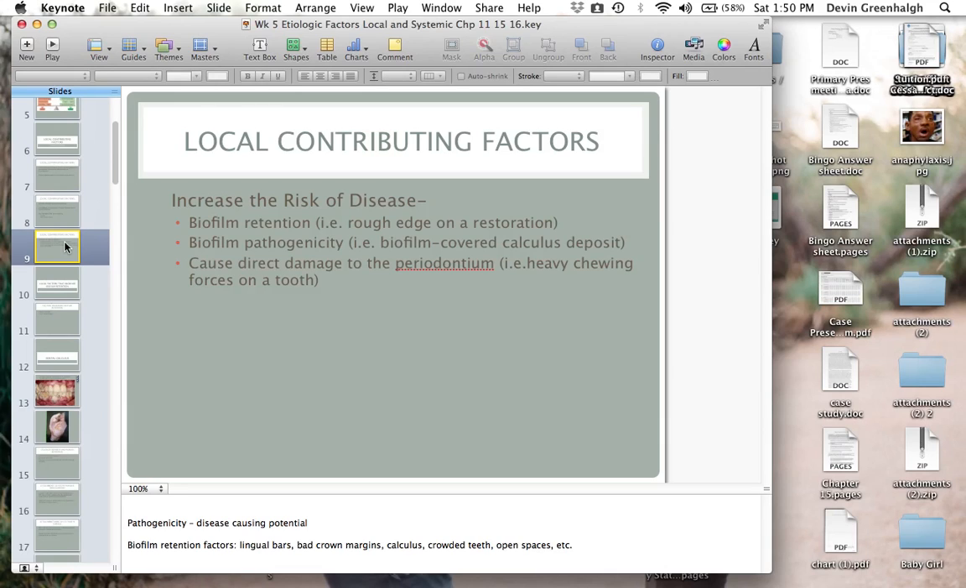So how do they increase the risk of disease? Local contributing factors can increase the risk of biofilm retention, such as having a rough edge on a restoration. If you have biofilm that's having a lot of pathogenicity due to lots of calculus not being removed and it creating homes for the biofilm. And also, if you have heavy chewing or bruxing, you can cause direct damage to the periodontium. These are all contributing factors to the risk of disease for perio.